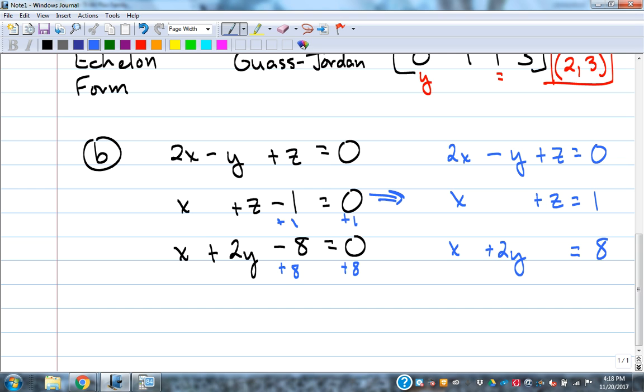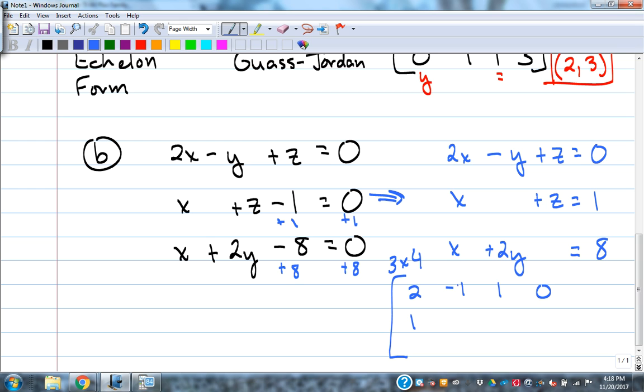So when we set up our matrix for this, it's going to have 3 rows because there were 3 equations, and 1, 2, 3, 4 columns. A column for x, a column for y, a column for z, and then the augmented column, which is what they're equal to. Okay. So your first row would be 2, -1, 1, 0.